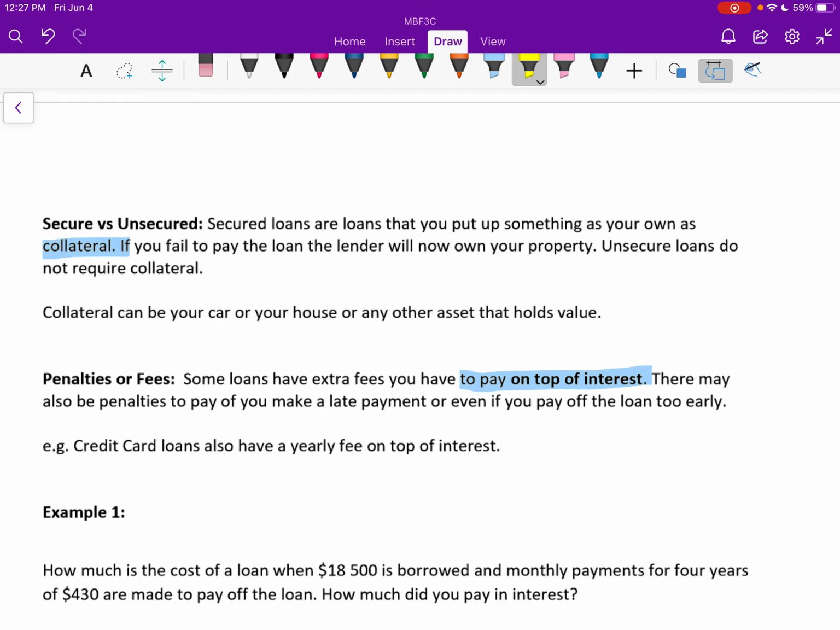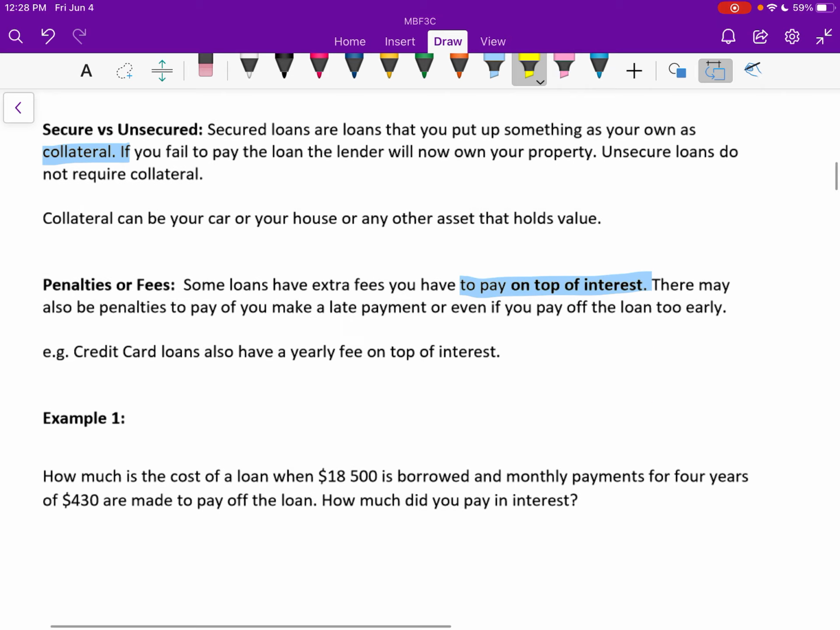These loans are less likely to be the ones that you're going to take out. It's more likely that you'll have a secured loan, and that's because the lender wants to protect themselves and make sure that they get the money back.